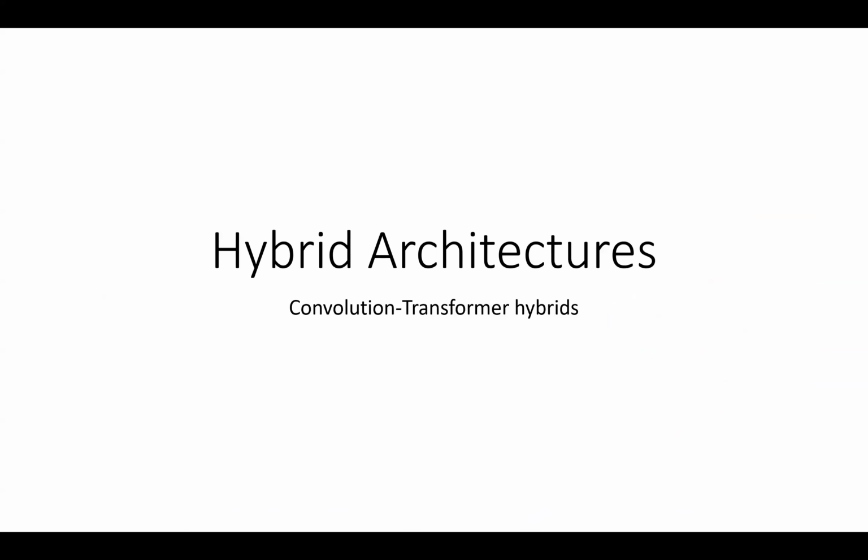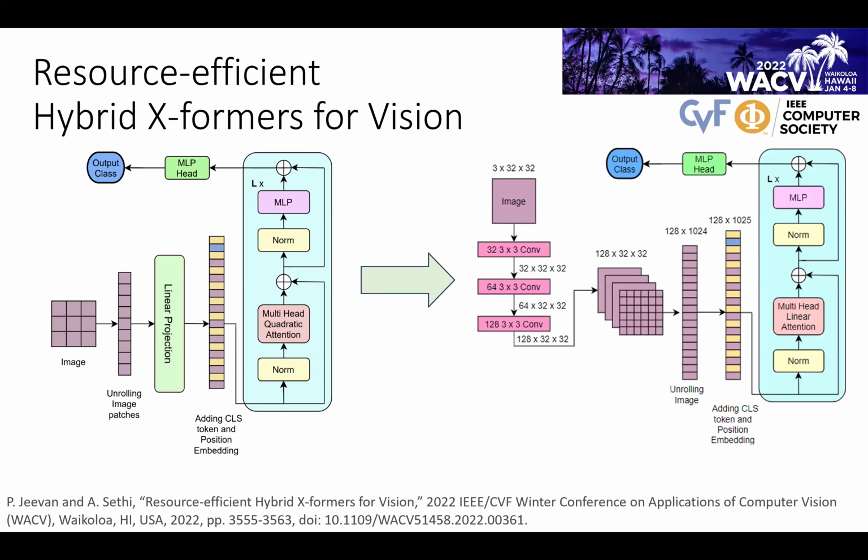The first chapter is on hybrid architectures, the convolutional transformer hybrids. On the left is the normal vision transformer, and on the right is the hybrid transformer that was built. In the normal vision transformer, the image is first divided into patches, and then the patches are unrolled as a sequence of tokens. We then use a linear projection, add a class token and position embedding, and pass it through the transformer encoder layers, which have quadratic attention.